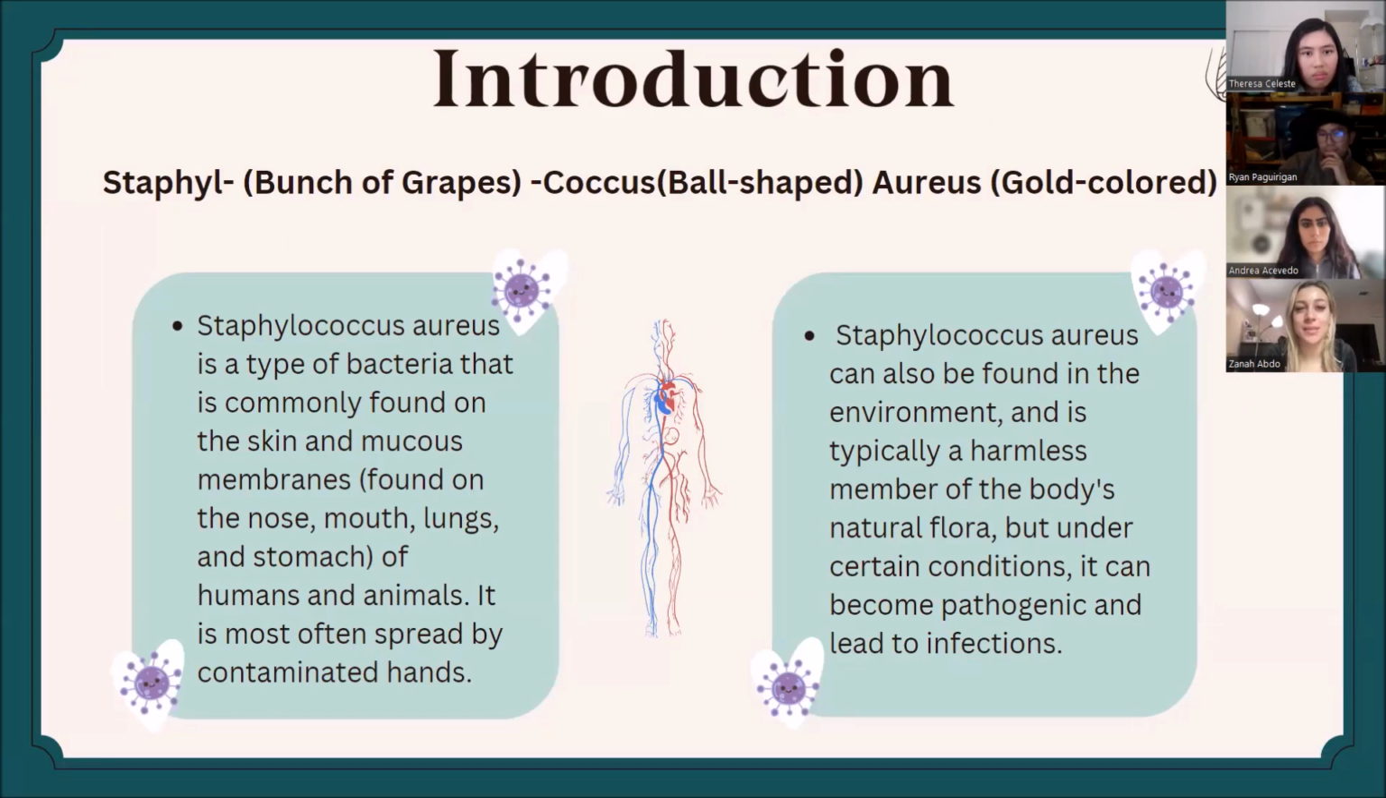All right, so starting off with the introduction, just breaking down the definition itself. Staphyle is defined as bunch of grapes, coccus meaning ball-shaped, and aureus means gold-colored. So Staphylococcus aureus is a type of bacteria that's commonly found on the skin and the mucous membranes, which is within the nose, mouth, lungs, and stomach of humans and animals. It's most often spread by contaminated hands, can also be found in the environment, and is typically a harmless member of the body's natural flora, but under certain conditions, it can become pathogenic and lead to infections.